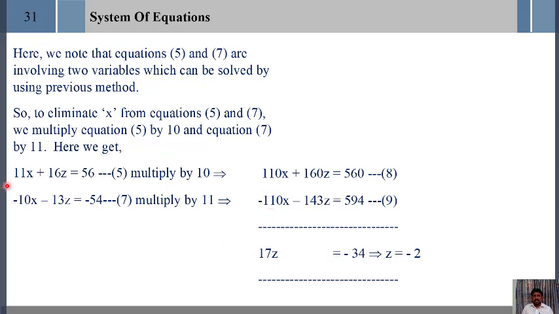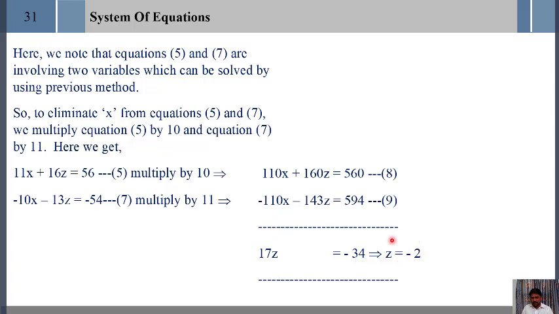So here multiply equation 7 by 11 and multiply equation 5 by 10. I mean, multiply equation 7 by the coefficient of x in equation 5 and multiply equation 5 by the coefficient of x in equation 7. Processing in this way, we get these two equations 8 and 9. So here the variable x can be eliminated easily. The resultant is 17z equal to minus 34, which implies z equal to minus 2.